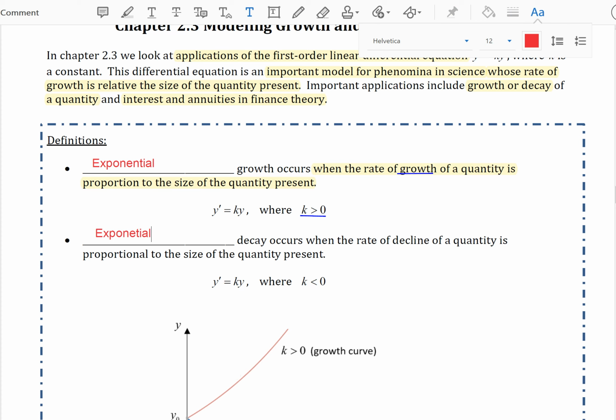Exponential decay occurs when the rate of decline of a quantity is proportional to the size of the quantity present. Notice that the differential equation y prime equals ky is identically the same. However, when talking about decay or decline of a quantity, the value of the constant k will be less than 0.